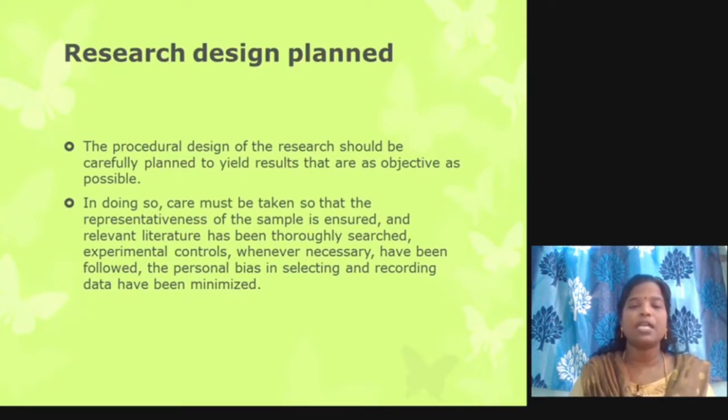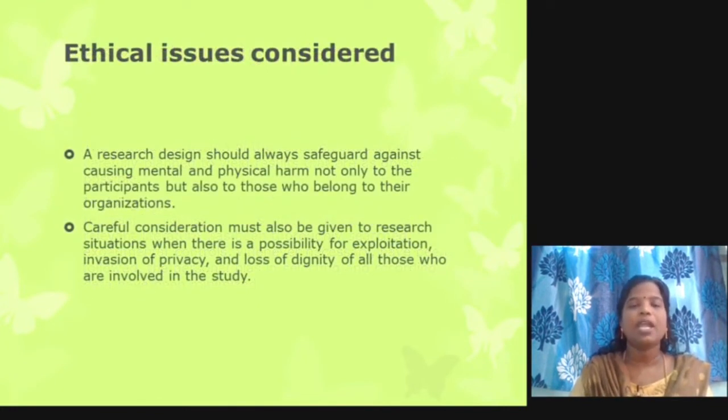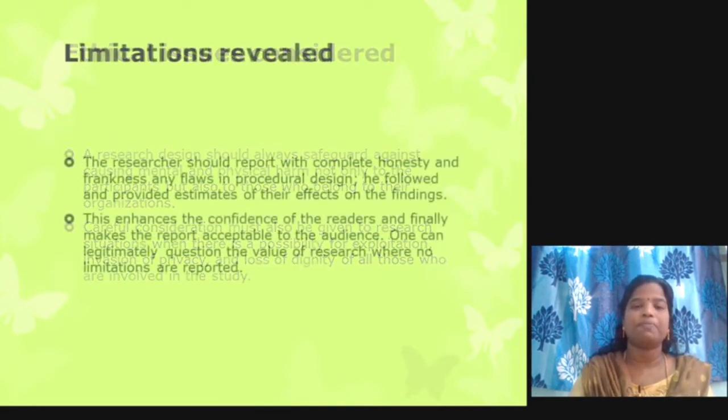The personal bias in selecting and recording data has been minimized. Always remember, personal bias can destroy the authenticity of the findings. Ethical issues considered. A research design should always safeguard against causing mental and physical harm, not only to the participants but also to those who belong to the organization. So, careful consideration must be given to research situations if there is a possibility of exploitation, invasion of privacy, and loss of dignity of all people who are involved in the study.